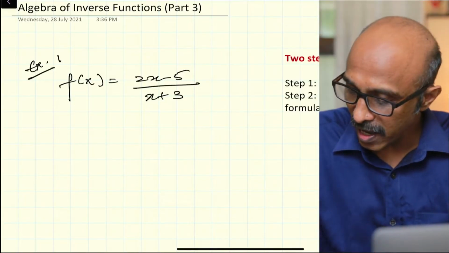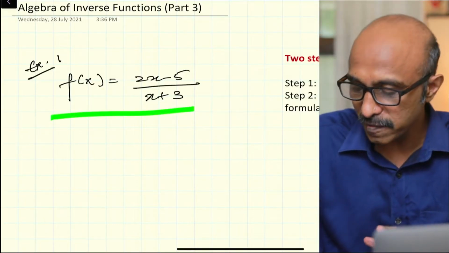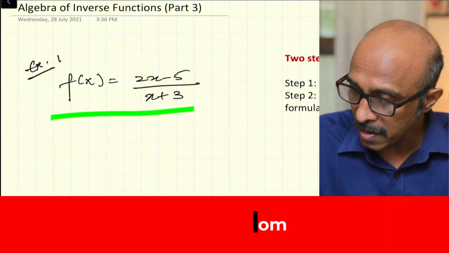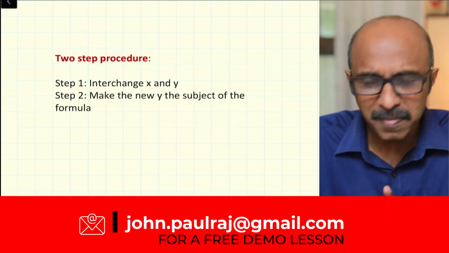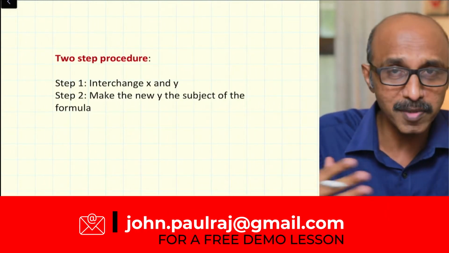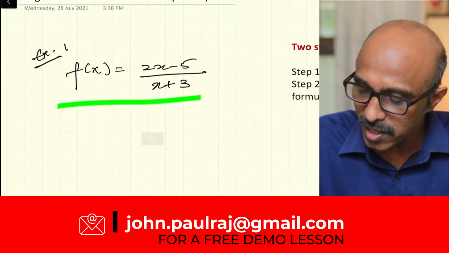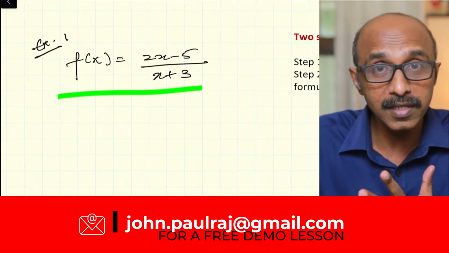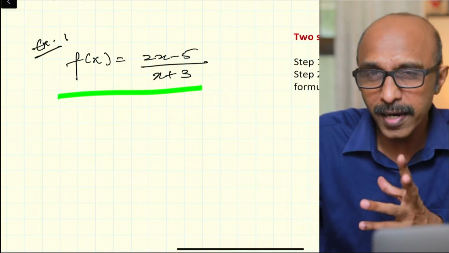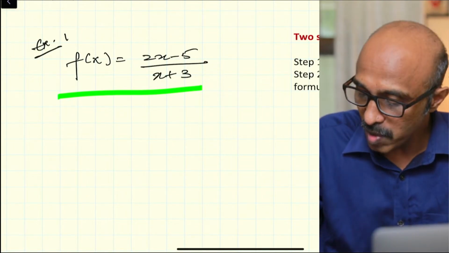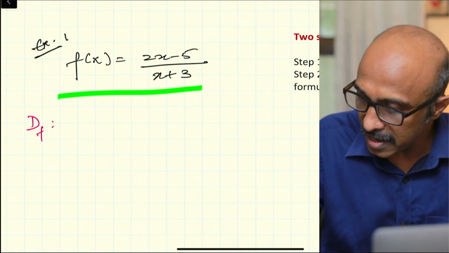The function we're looking at is f of x is 2x minus 5 over x plus 3. The procedure to find the inverse is the same, interchanging x and y, making the new y the subject of the formula. But I'm interested in first writing down the domain, the range, the vertical asymptote, and horizontal asymptote, and exploring that way.